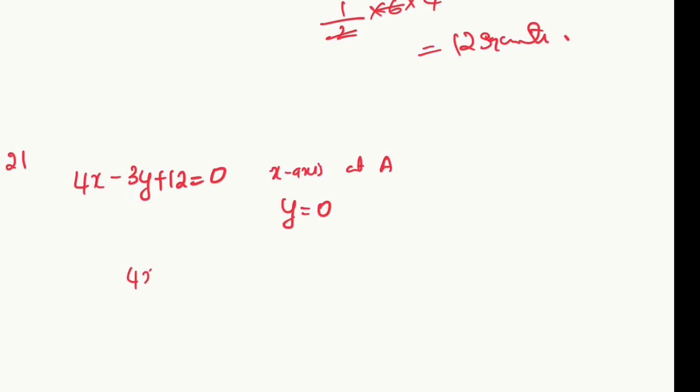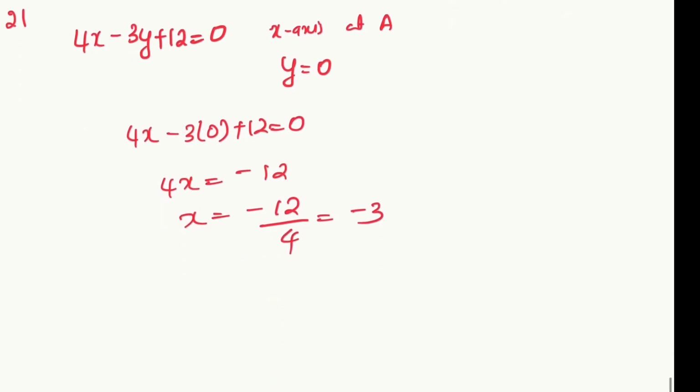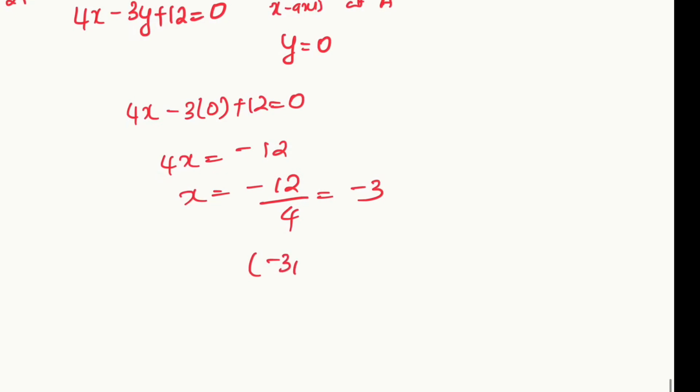Same way. 4x minus 3 into 0 plus 12 is equal to 0. So you will get 4x is equal to minus 12, x is equal to minus 12 by 4, that is equal to minus 3. So what will be the coordinate here? (Minus 3, 0).